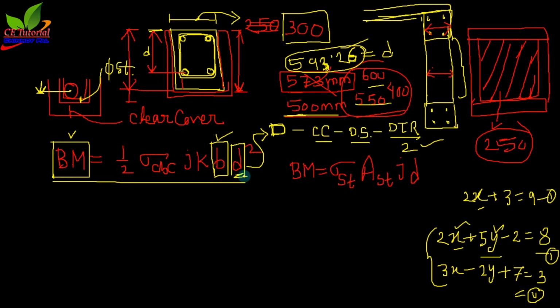Okay, now we know the value of b and the value of d. Now you just think about what should be the value of k. If I get k, you can calculate j, no issue. So the j value depends upon the k value, and what should be the k value and what should be the sigma cbc value. Now those two are unknown, k value and j value.